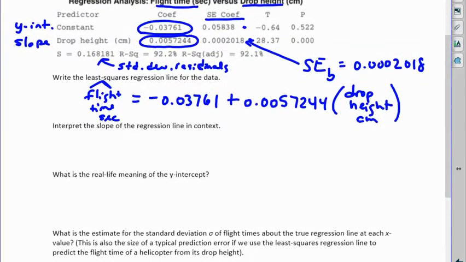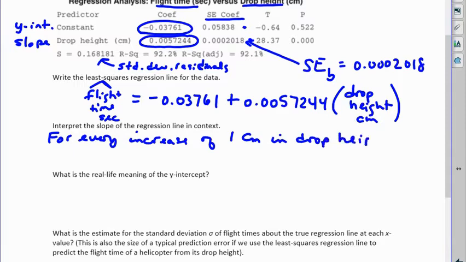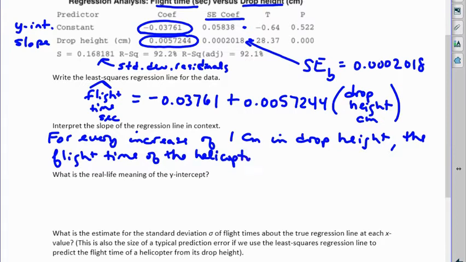And then let's review from previously interpreting our slope of this regression line in context. Make sure you use numbers: for every increase of 1 centimeter of drop height, the flight time of the helicopter increases by 0.0057244 seconds.